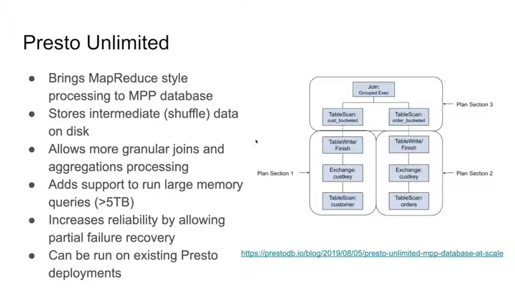What is really amazing about Presto Unlimited is that it doesn't require any additional deployments. It can be run on existing Presto clusters along with all the other queries that are running in the streaming mode.